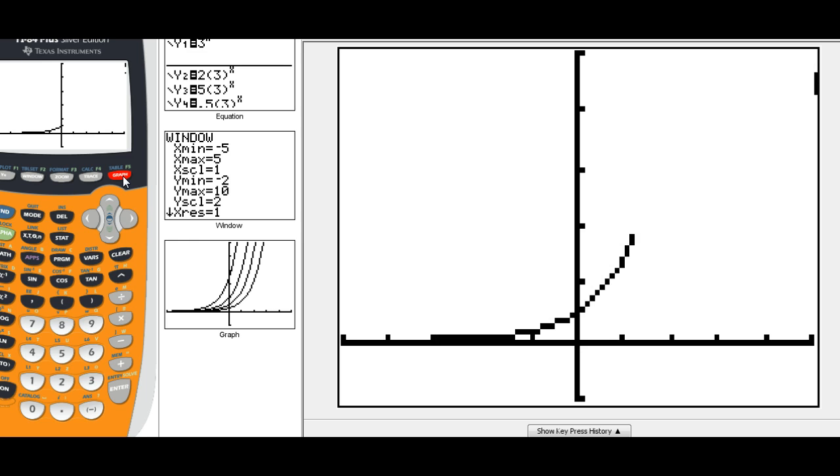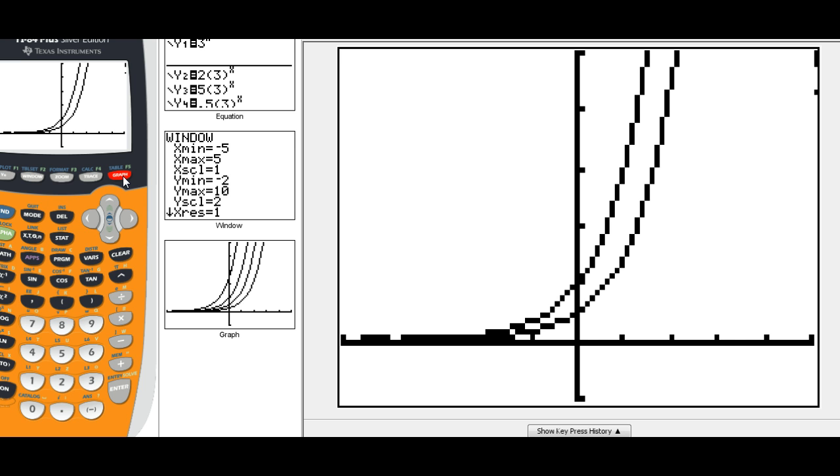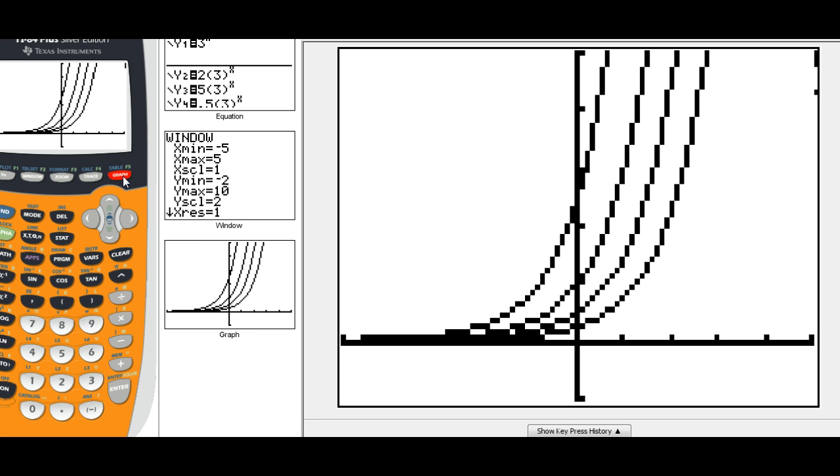So there's 3 to the exponent x. Yeah, we've seen that one before. 2 times 3 to the x. Yeah, looks like it's just moved up a bit. 5 times 3 to the x. Well, that one gets moved up quite a bit. And a half times 3 to the x. Looks like it got moved down a little bit. All right, so let's sketch these in our notes.